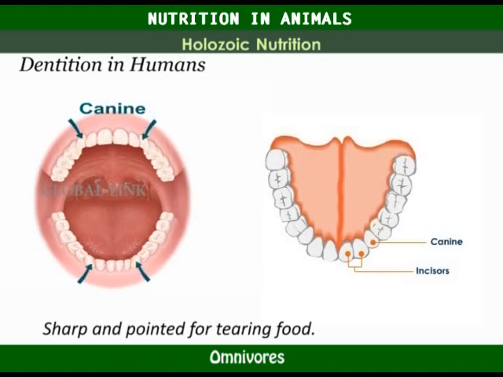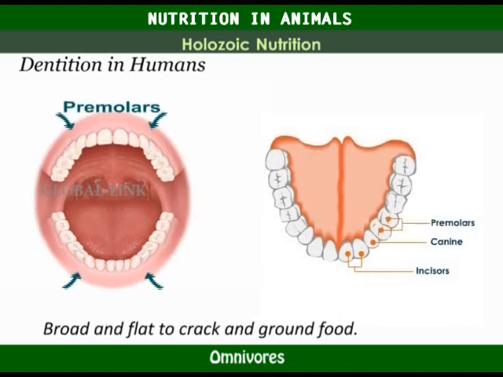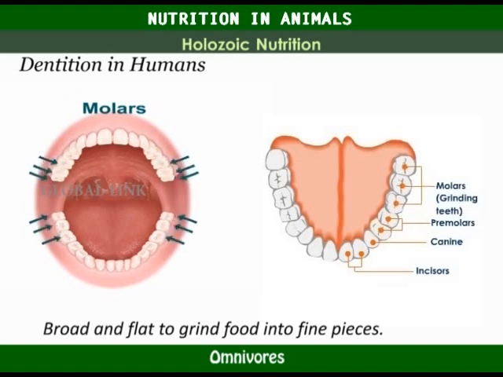After canines come the premolars. They are broad and flat. In total, humans have 8 premolars, 4 on each jaw. They are used to crack and grind food. Molars are bigger, flatter, and broader. Each jaw has 6 molars, 3 on the left and 3 on the right side. They help to grind food into fine pieces ready for swallowing.